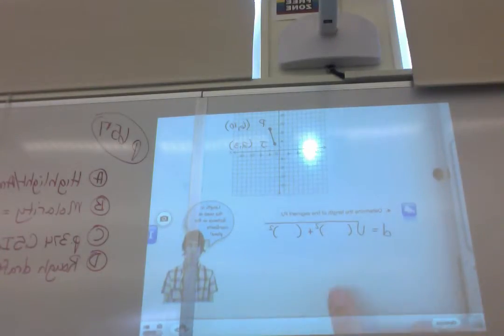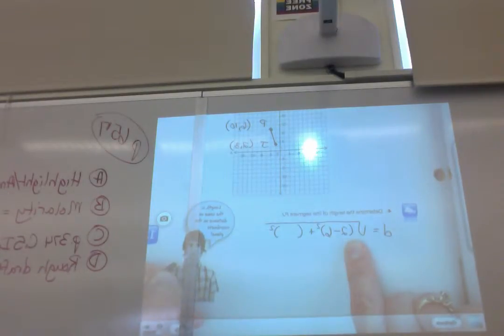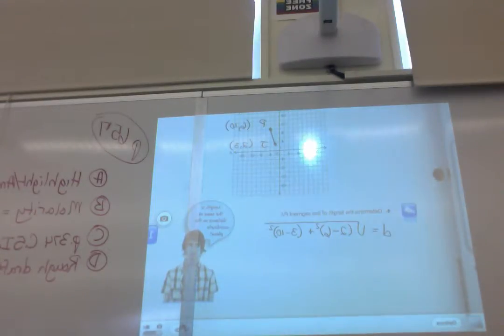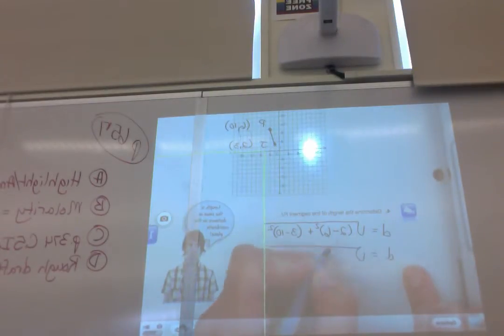So, for the first one, you're going to do x2 minus x1, which is 2 minus 6, squared. Plus your y2 minus y1, which is 3 minus 10. And you could have done this the other way. You could go 6 minus 2 and 10 minus 3, as long as you're going the same direction. So she went 2 minus 6, 3 minus 10. You have to start with the same point's coordinate. Okay? So this is going to be d equals the square root of 2 minus 6, which is negative 4, and 3 minus 10, which is negative 7.